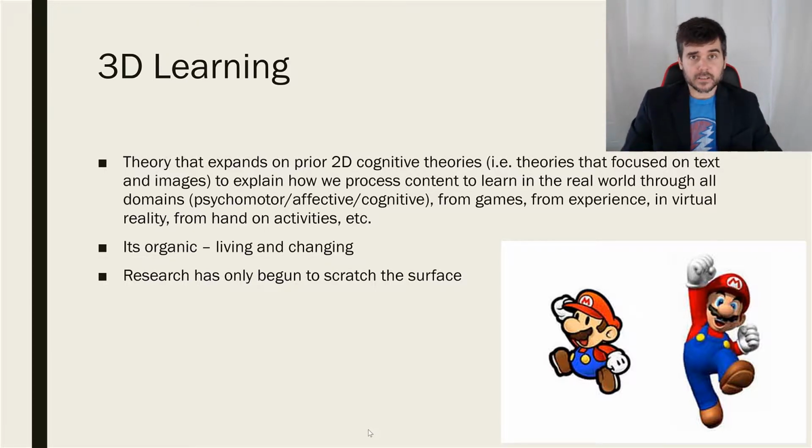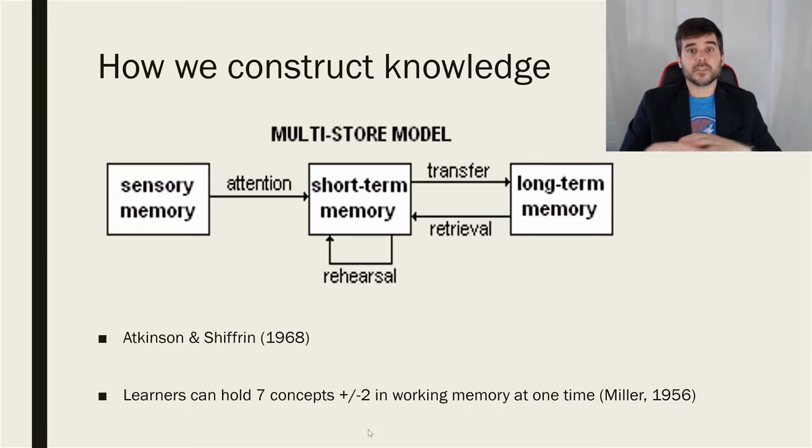It's an organic, living, and changing theory that's going to constantly need to be revised and updated as research happens, because research has really only begun to scratch the surface of it. So how do we construct knowledge?